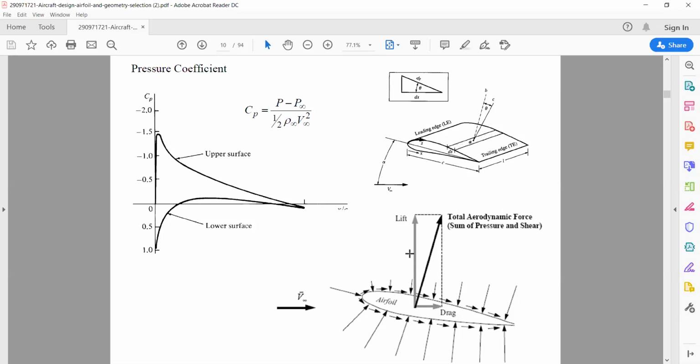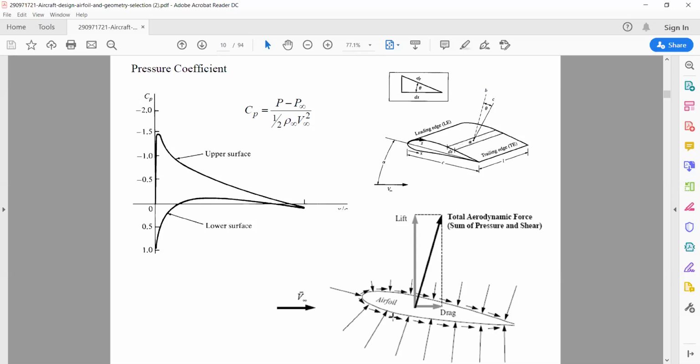Clear? And this is called total aerodynamic force, the sum of pressure and shear. This is called lift and drag. And this is called the total aerodynamic force, the resultant force. It gives rise to lift on an aircraft. You can see the larger arrow marks on the lower part. There is high pressure at the bottom and low pressure at the upper surface. Clear? This pressure difference between the upper and lower leads to the generation of lift.